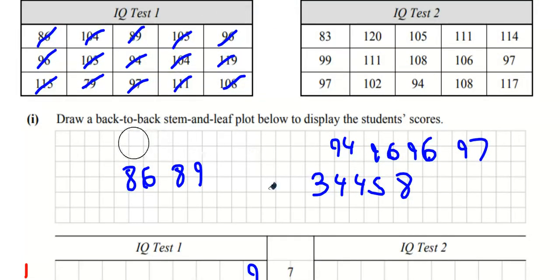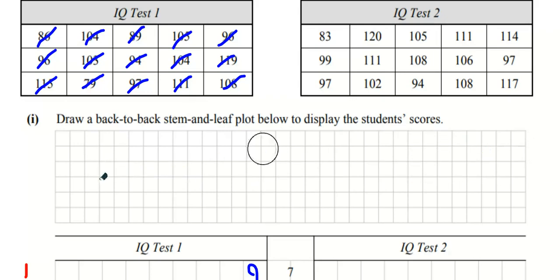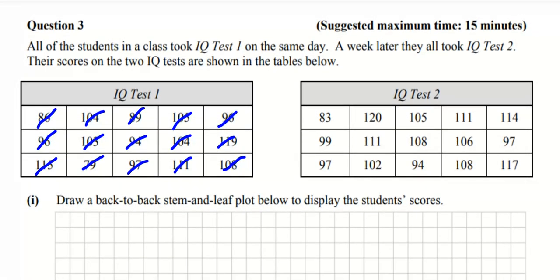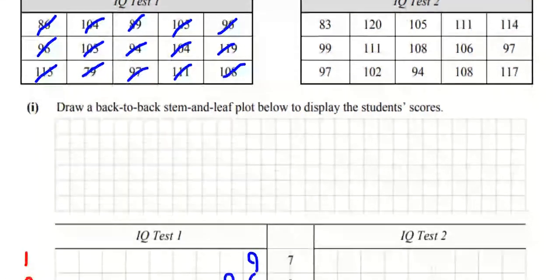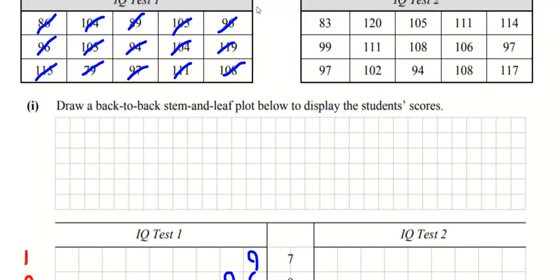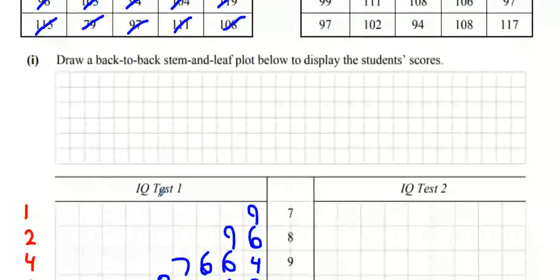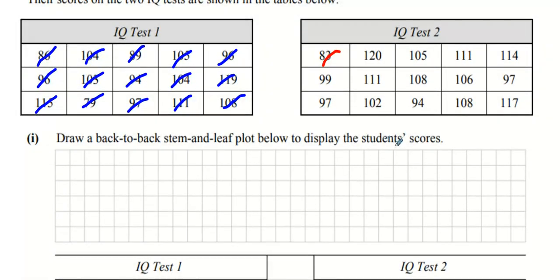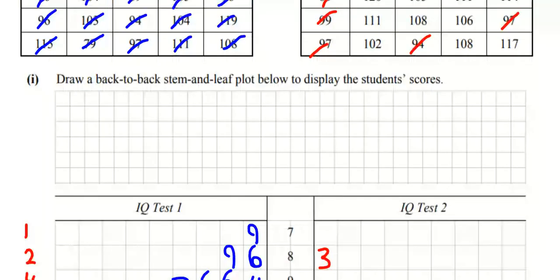Okay. So these are 2 IQ tests, yeah? Are they from 2 different classes? Oh, no, it's the same class a week later. So what do we have here? 83, yeah. It's the lowest, is it? Okay, what's next? After 83? 4, 7, 7, 9.